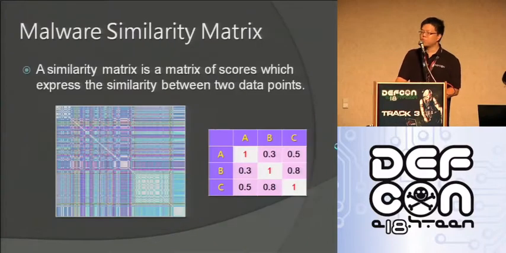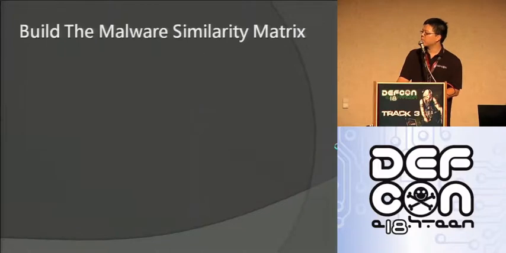So the way we do malware clustering is we try to compute the similarity between these malware instances. In our final result, we have to come up with a similarity matrix, which is a score that indicates how similar any two instances are compared to each other. So we will build a similarity matrix of the malware samples that we collected.